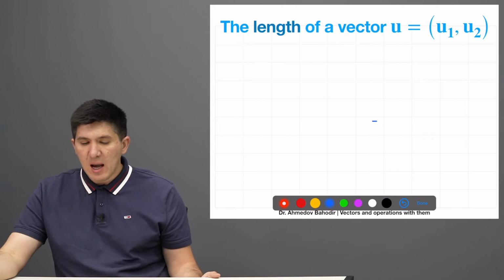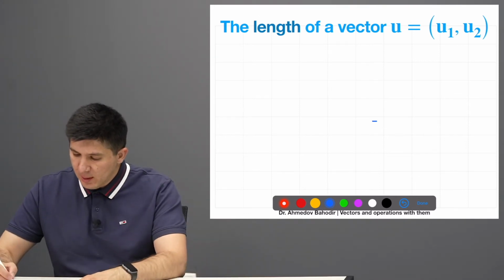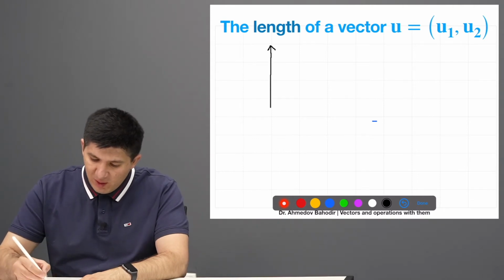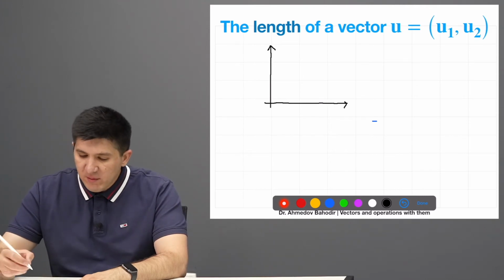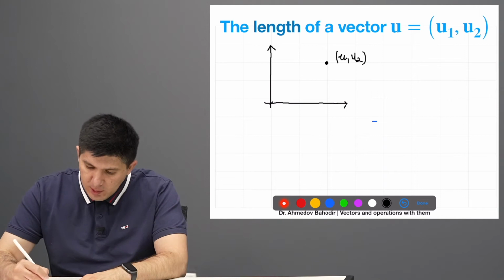So now let's discuss how we can find the length of a vector and derive the formula to do that. Let's say you are given a vector, and let's assume that both of the components of this vector are positive. It is an easy way to show the formula of the length of the vector. So let's say you're given this vector with the ending point u1 and u2. That's going to be my vector u.